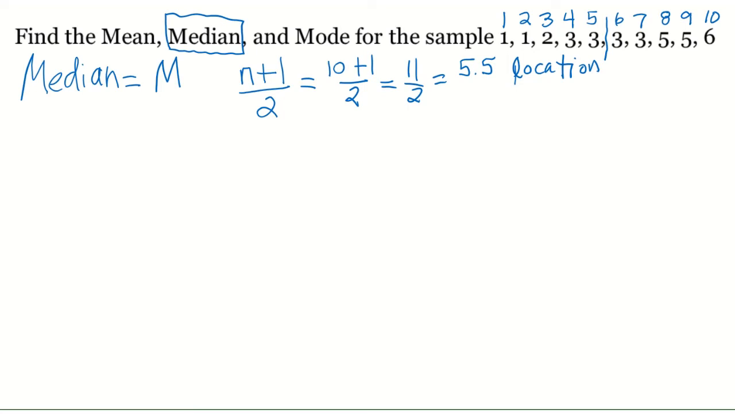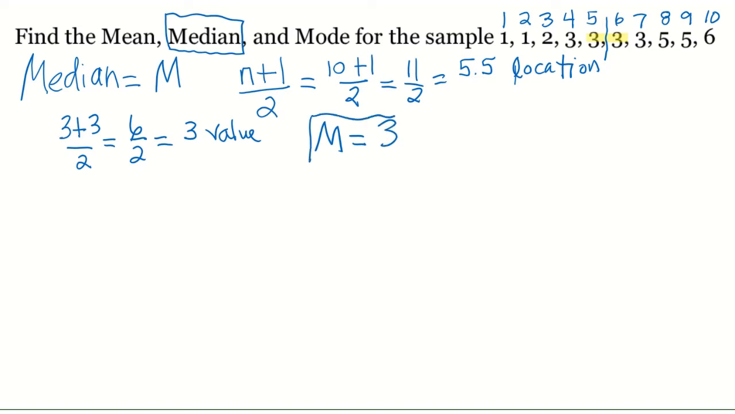But 5.5 is not on an actual data point. So because of that, we're going to want to find the average of the 2 points that are before and after that location. So that means we're going to take 3 plus 3 divided by 2, which is going to give me 6 divided by 2, which equals 3. So this is the value. So that means our median M is going to equal 3.